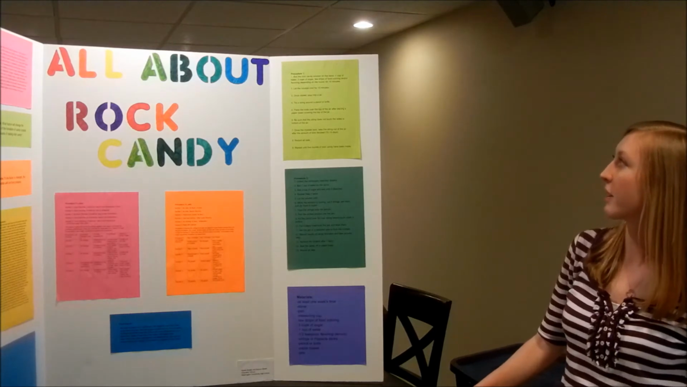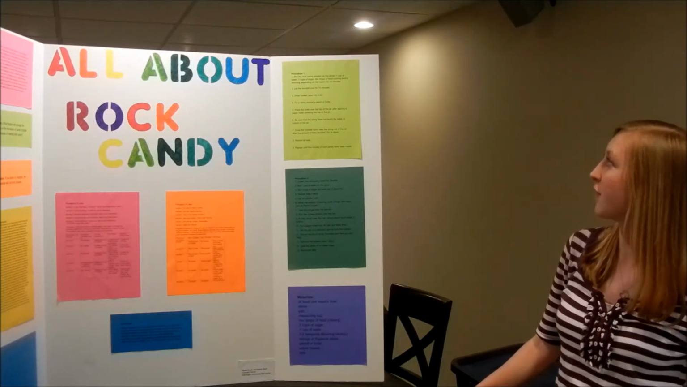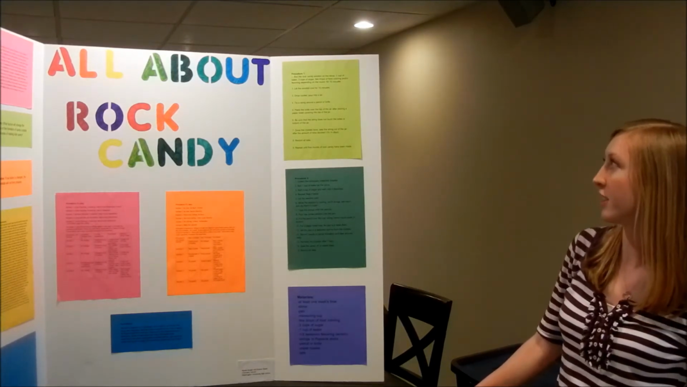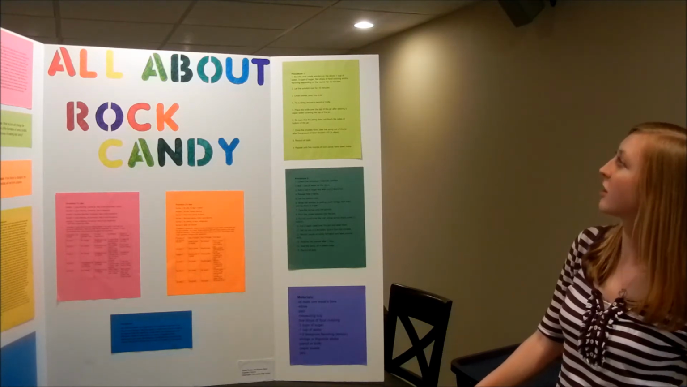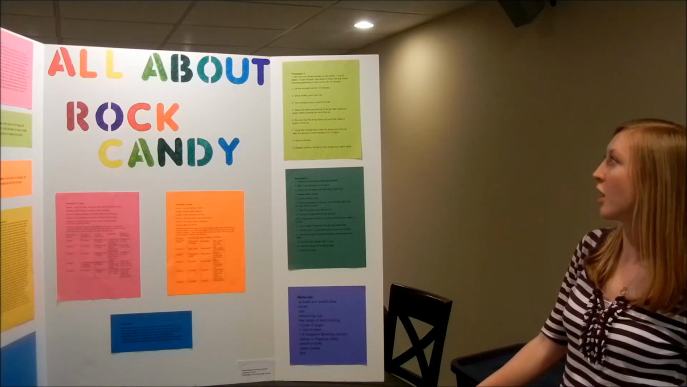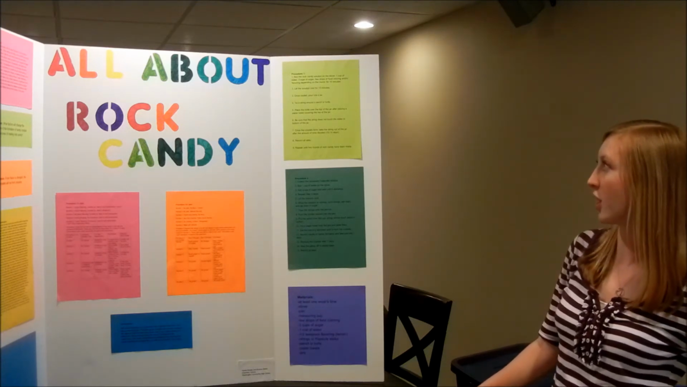For our procedure, we boiled the rock candy solution on the stove, which was 1 cup of water, 3 cups of sugar, a few drops of food coloring and or flavoring, depending on the round, for 10 minutes. After 10 minutes, we let the solution cool for another 10 minutes. Once cooled, it was poured into a jar.